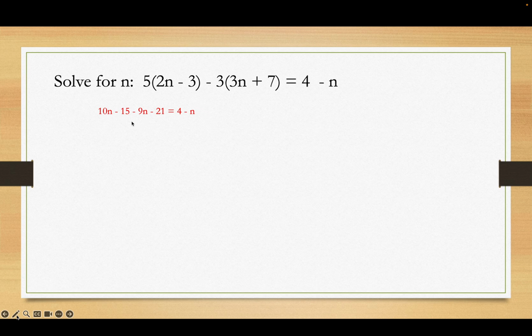10n minus 9n is 1n because this is the same side, same operation situation. And negative 15 and negative 21 is negative 36. So n minus 36 is 4 minus n. Always start with the smallest number of n's, so I'm going to add n to both sides. That gives me 2n minus 36 is 4. Adding the 36 to both sides, 2n is 40. Dividing by 2, n is 20.